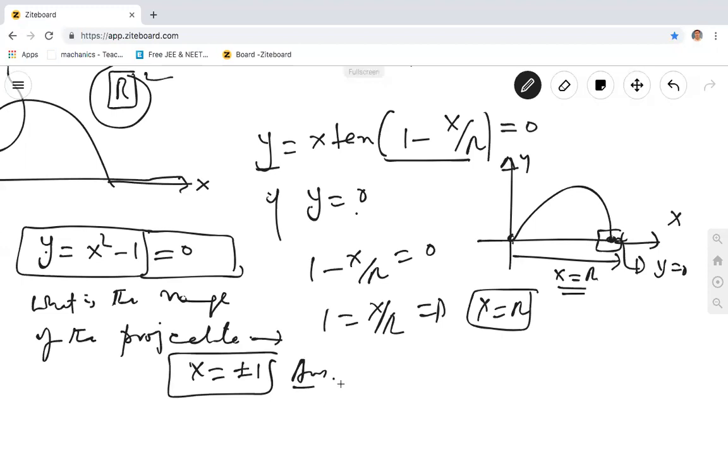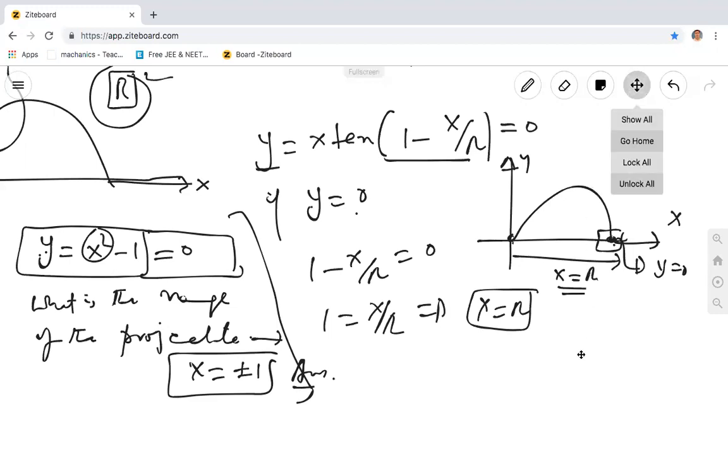You see, sometimes this is all about wits, how your mind will work. So if it is a range, total range, then you put y is equal to 0. When you put y is equal to 0, then you find x. So x will give you the range. Is that right?